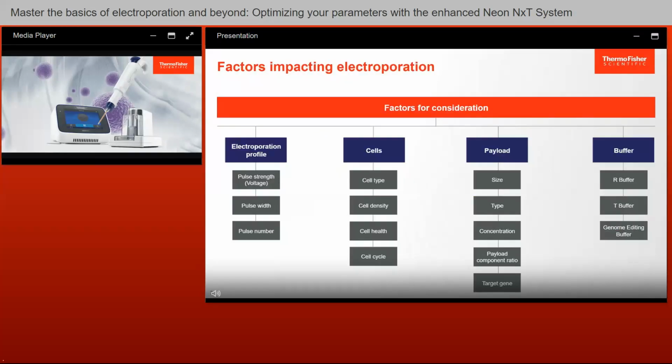Successful electroporation relies on a delicate balance of multiple factors. A thoughtful optimization of pulse voltage, pulse width, pulse number, cell density, cell health, and cell cycle, along with the considerations for payload characteristic and buffer types, is paramount. All are variables that can be manipulated to optimize electroporation performance. We are going to learn more about optimizing these parameters later on in the presentation.